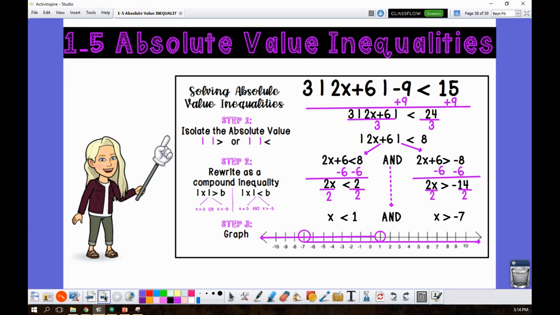Okay, this is an "and," so we only shade where they're overlapping because we want our stipulations to be that x is less than 1 and also x is greater than negative 7. So where is it both? It is both between negative 7 and 1. So we go ahead and we clean this up, and we're all done here.